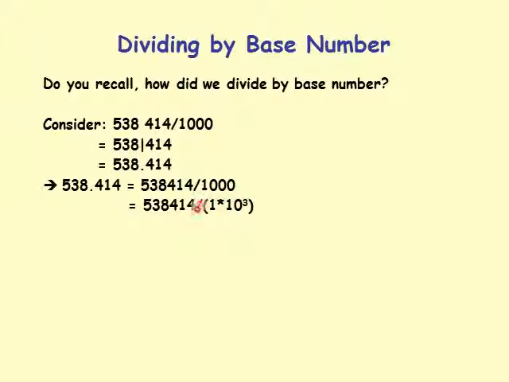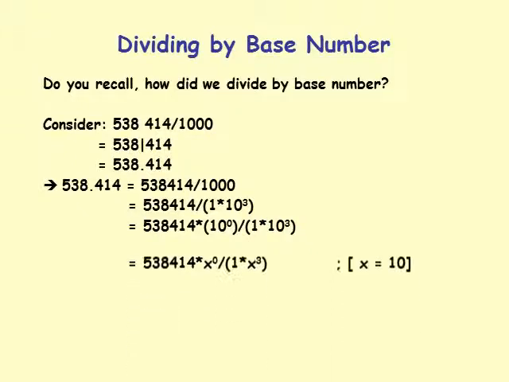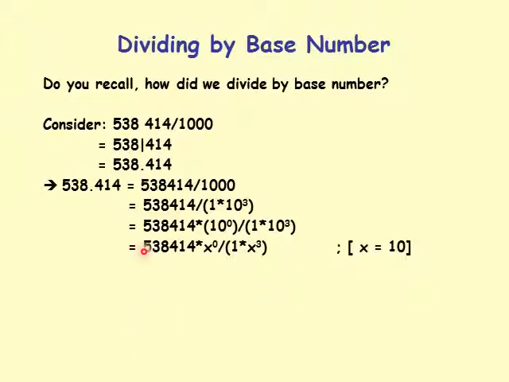Okay, so in the denominator. So that is equal to, if you say that in the numerator is 538414 times 1, which is 10 power 0, divided by 1 times 10 power 3. Okay, then that's x to 0. Just like in algebra, that's like x power 0 and 1 times x cubed, where x is equal to 10.